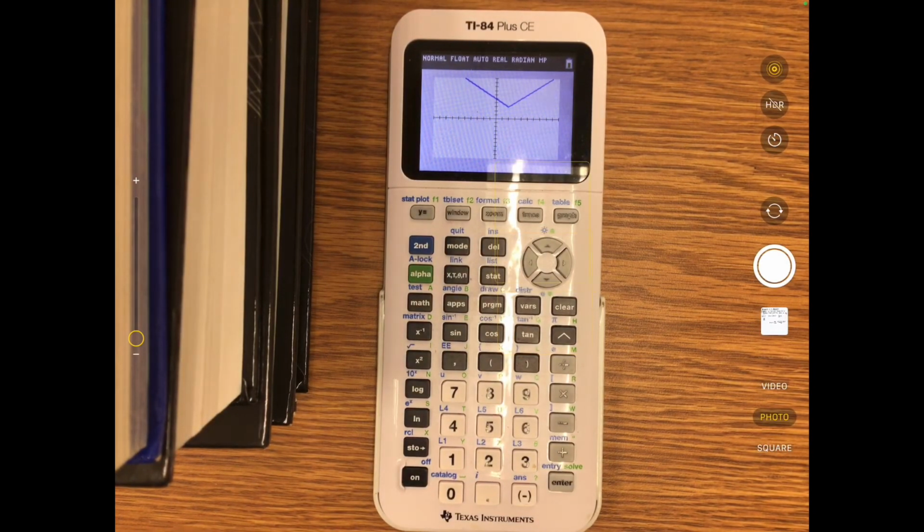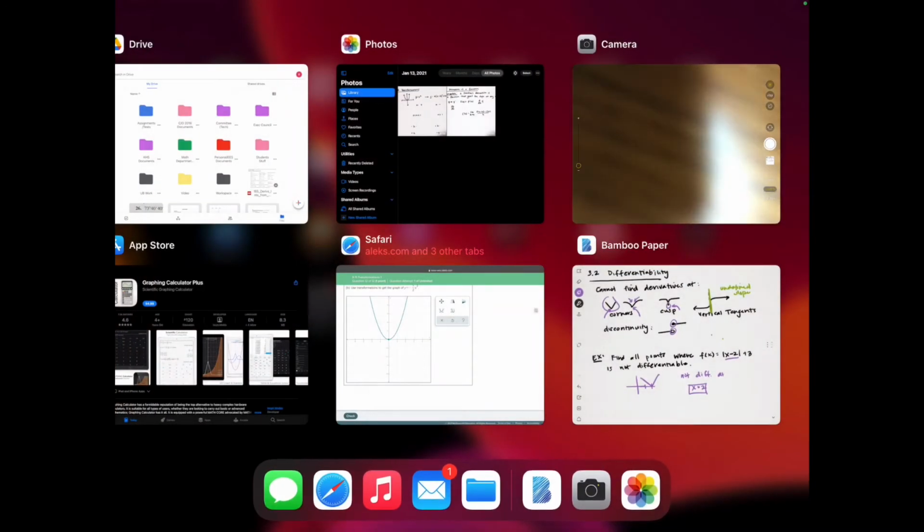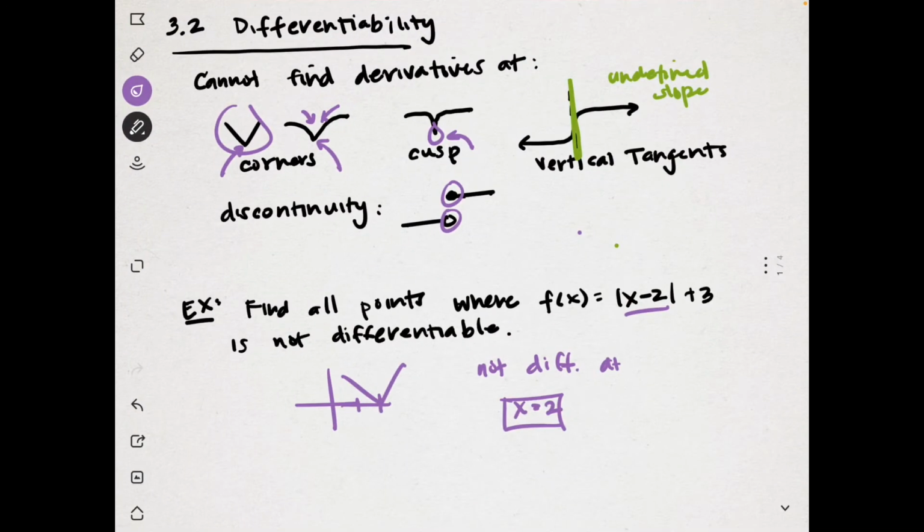Sorry, this is a little bit messy, but let's verify. Yep, that's what we said. When x is equal to 2, we're not differentiable.